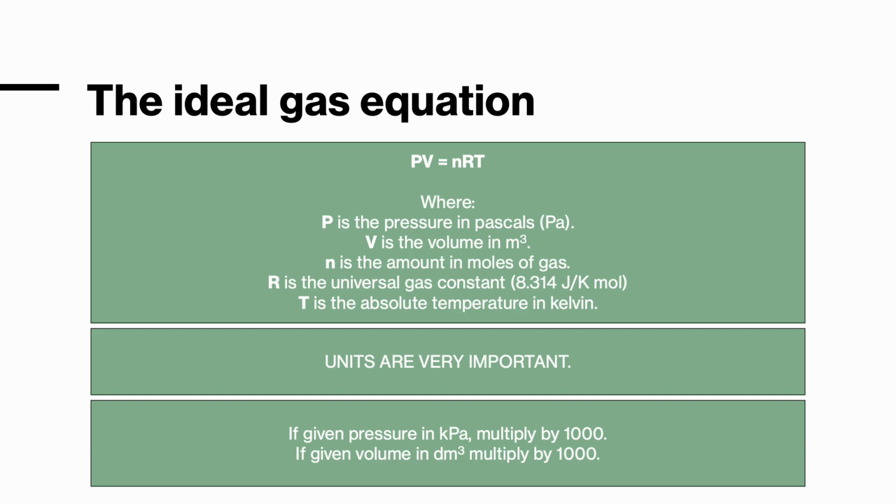So, for instance, if we are given the pressure in kilopascals, you must multiply that by 1,000 to get pascals. And if you were given the volume in decimeters cubed, you must multiply that by 1,000. And then similar calculations will have to happen if you're given it in centimeters cubed.